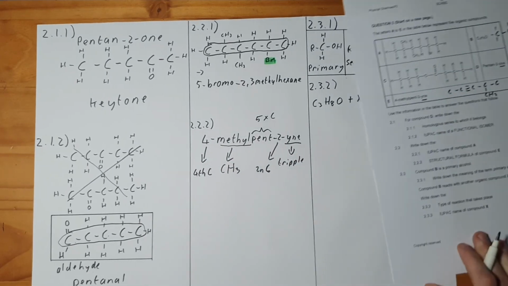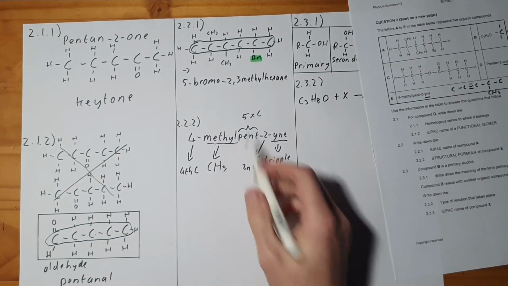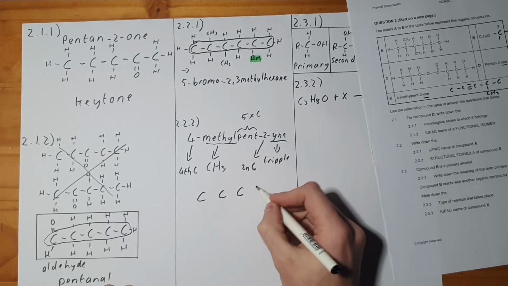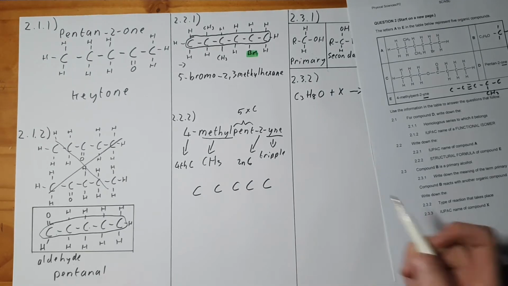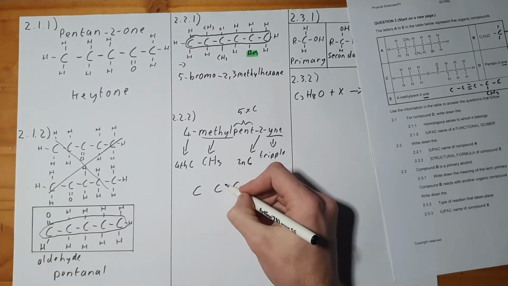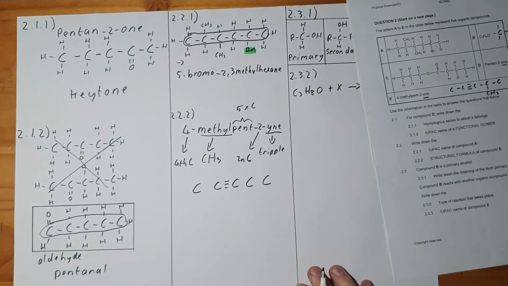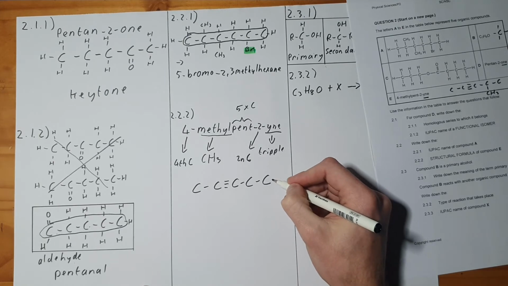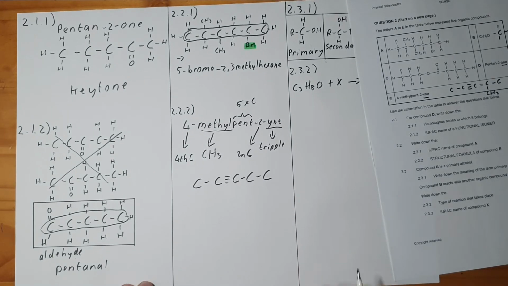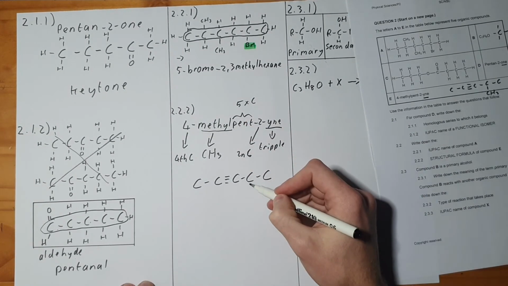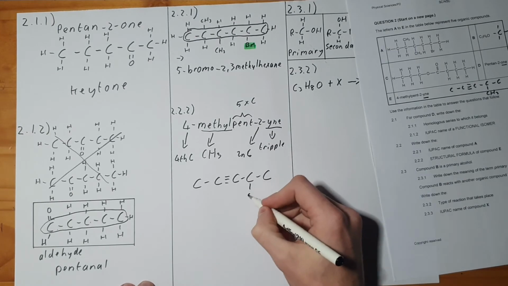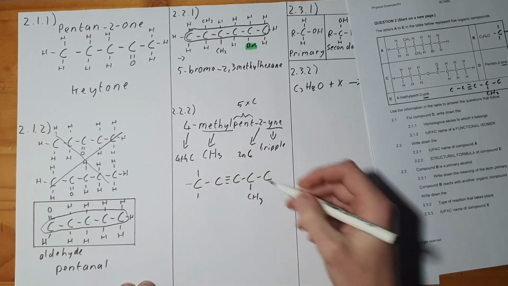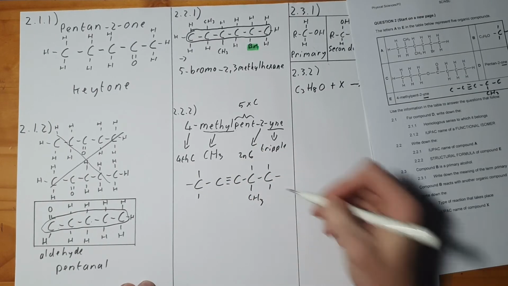So let's draw this out. We know that there's 5 carbons: 1, 2, 3, 4, 5. We know that after the 2nd carbon there should be a triple bond, so I'm going to take my 2nd carbon as that one, which means the rest take single bonds. And then also we know on the 4th one, that will be this one over here, there's a methyl group. Don't forget to fill in your hydrogens where they are needed.